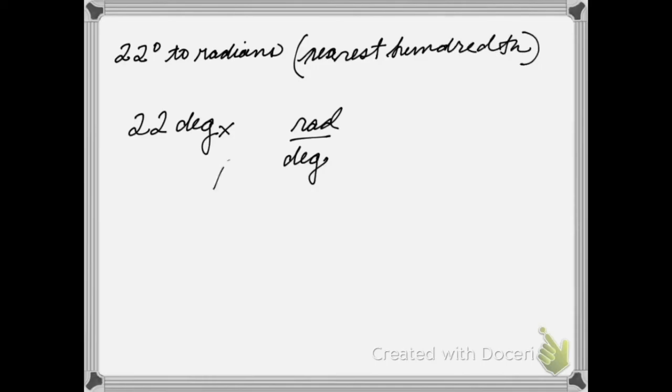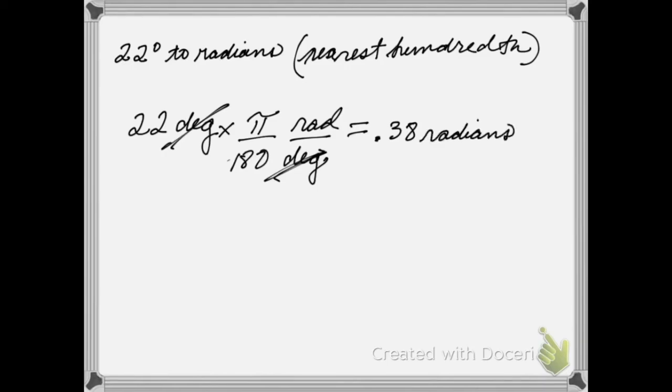So what have we got? We've got the pi radians over 180 degrees. That's the relationship that we'll always have. That's our conversion ratio, the ratio that we use to convert. And that will cancel the degrees with the degrees. And then we have a calculator key in. And with that calculator key in, I get 0.38, and I want to go to the nearest hundredth. So that's it, 0.38 radians.